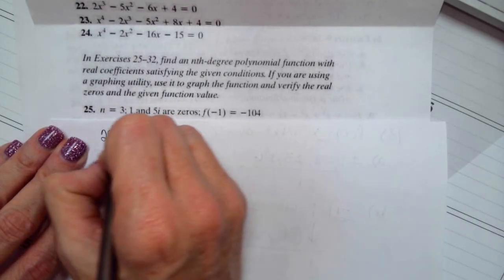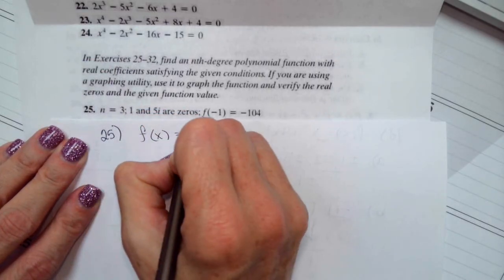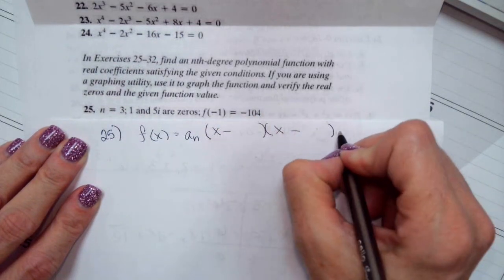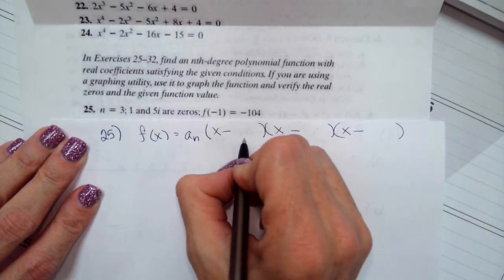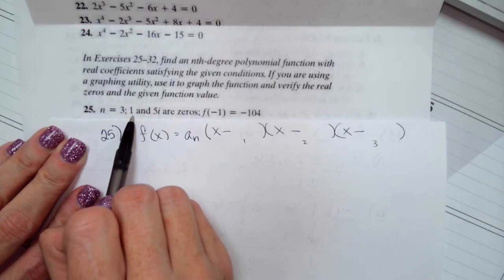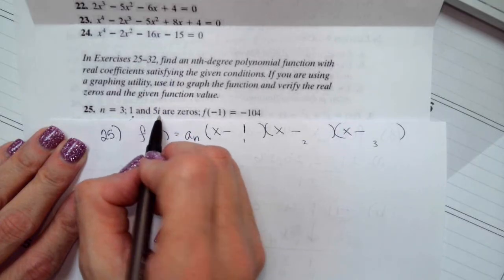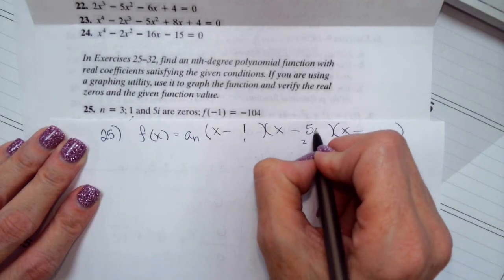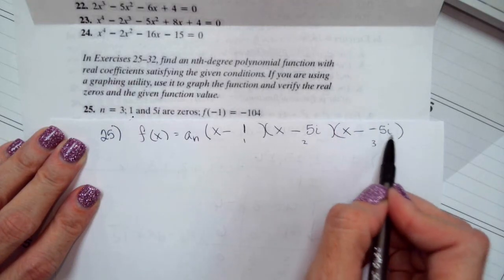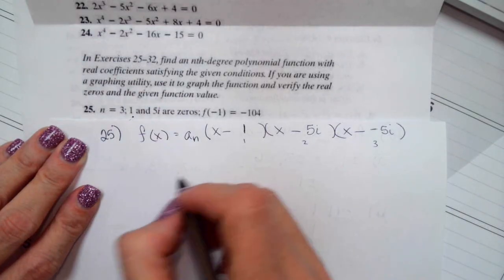So for number 25, we're told that this is a third degree polynomial. So I'm going to have f of x equals a sub n, x minus something times x minus something, because I have 1, 2, 3. All right, and now I'm told that I have a 0 at 1, so that's going to be x minus 1, and I have a 0 at 5i. So I'm going to have one at 5i and the other one at negative 5i, because 5i and negative 5i come in pairs. If one is there, then we know we have the other one as well.